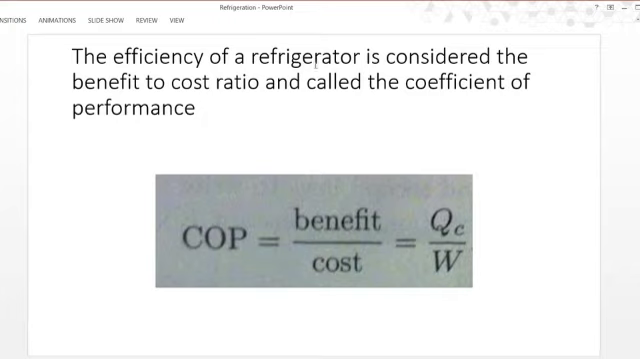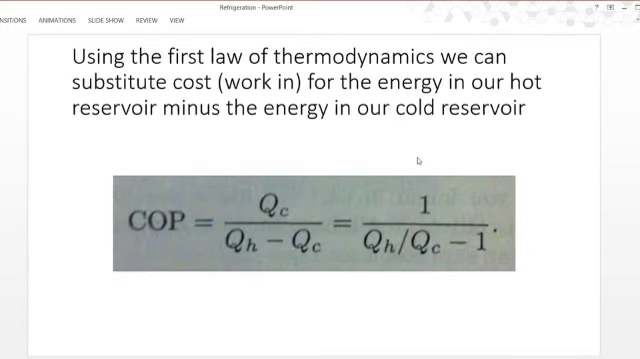So the efficiency of a refrigerator is called the coefficient of performance, or COP. That's just so it doesn't get confused with a heat engine. But again, it's the same model as the heat engine. It's just the benefit we get out of our system over the cost, which is the work we have to put into our system. So the benefit is the heat that leaves our cold reservoir, and that's going to be divided by the work that's put into our refrigerator.